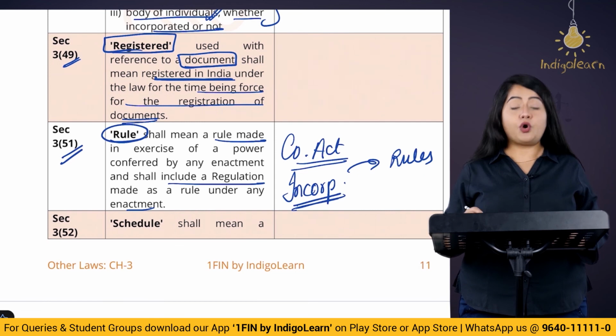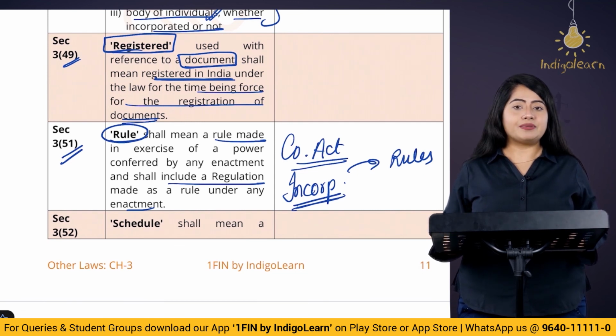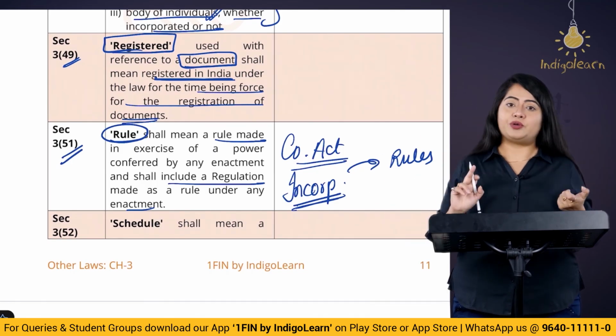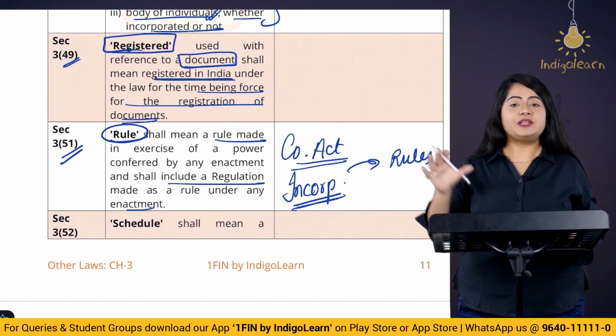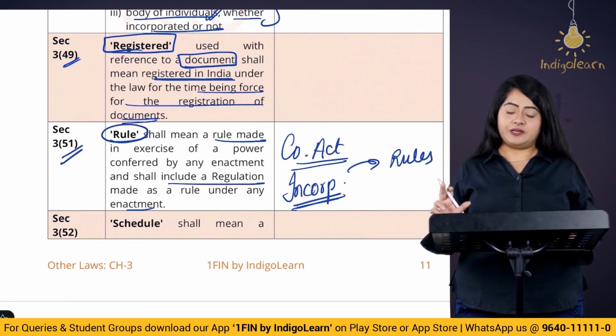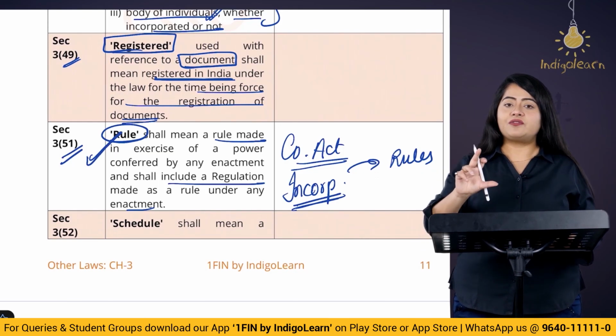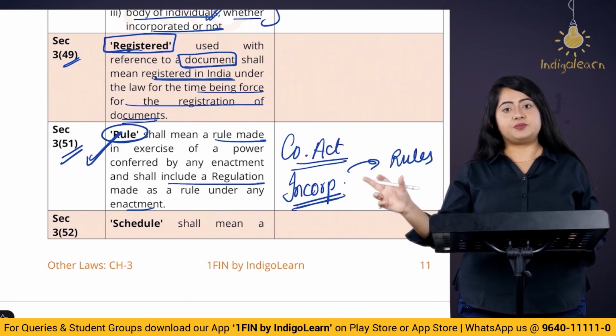So if in the chapter of incorporation of a company, in a Companies Act, it is stated the word rules, then we are going to be using the rules relating to incorporation. So we are going to be using the Companies (Incorporation) Rules of 2014. So that is what this definition says. Whenever the word rule is used in a statute, we have to refer to the rule relating to that enactment.